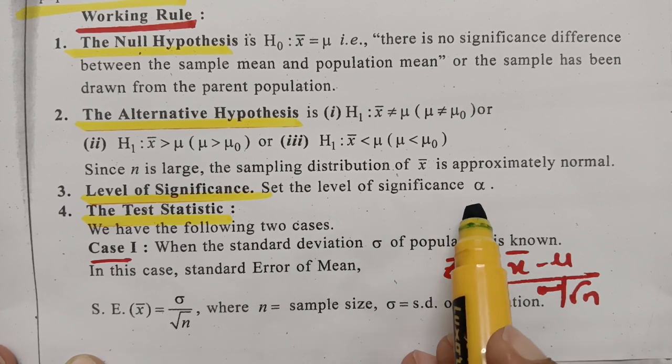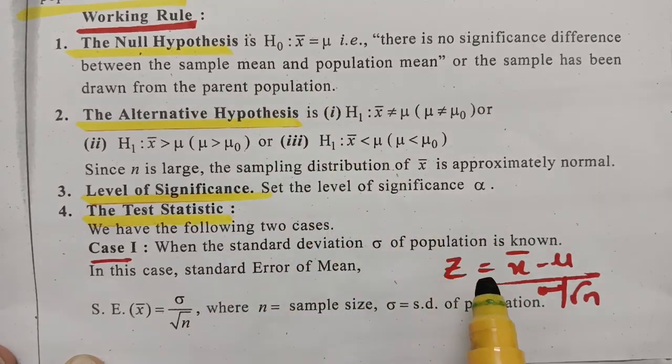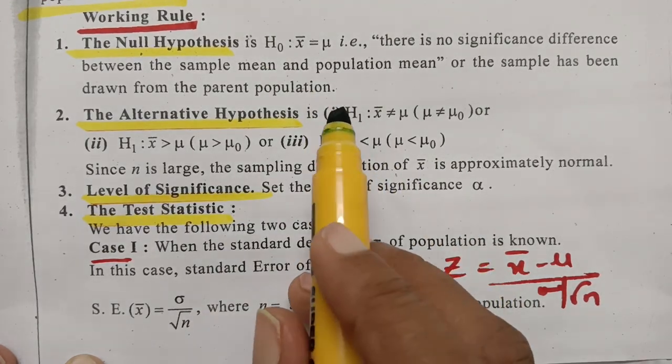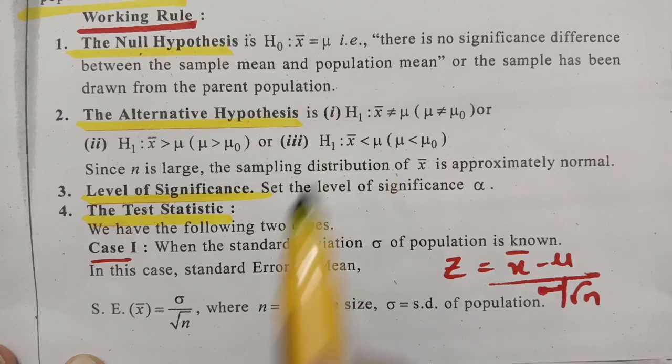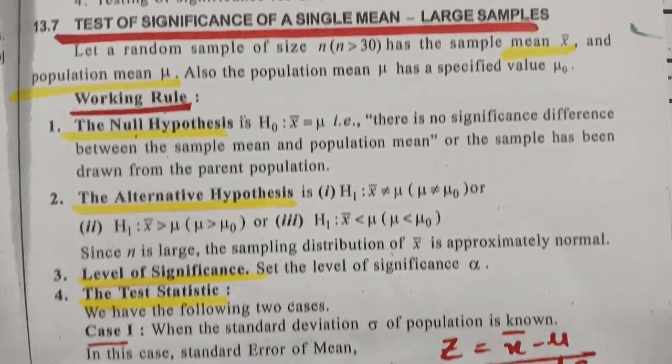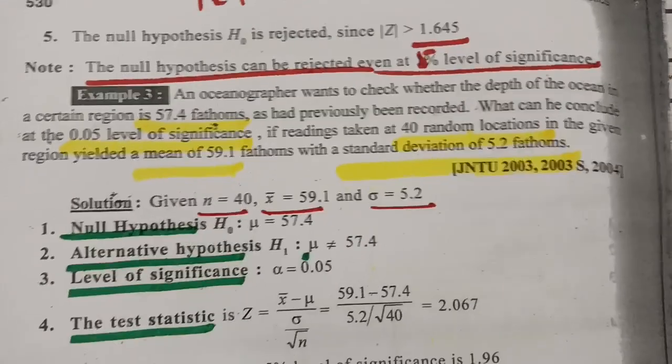If z is less than z alpha by 2, we accept H naught, and if z is greater than z alpha by 2, we reject H naught. So this is the working rule. Already I have solved one or two questions, and this will be the third question here.